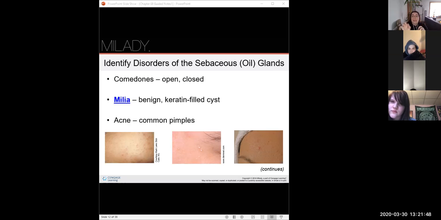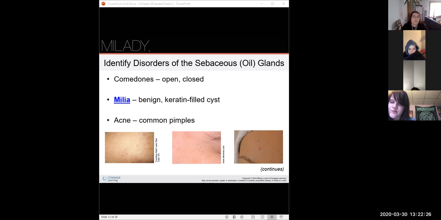Milia are benign. There's that word. Benign is fine. Benign keratin-filled cysts. So they're filled with keratin, which is what makes up our hair, skin, and nails. And it appears just under the epidermis, just ever so slightly, and they don't have any visible opening. And you usually have a bunch of little ones together. They look like pimples, but they're wildly small. Okay, they look like little itty bitty sesame seeds. And they are poppable, but you really shouldn't pop them or try to get rid of them without the help of an esthetician at the very least.